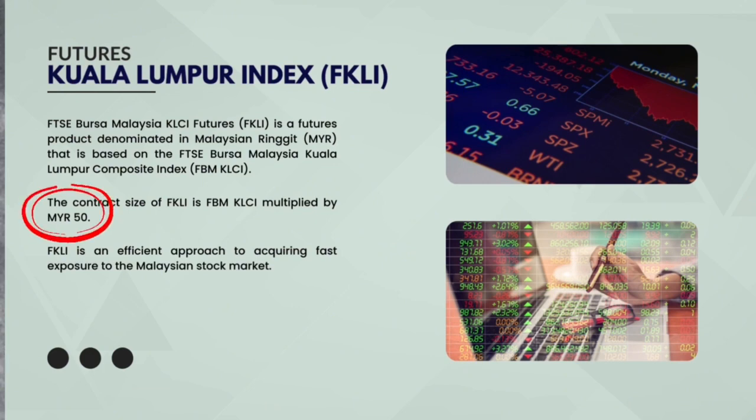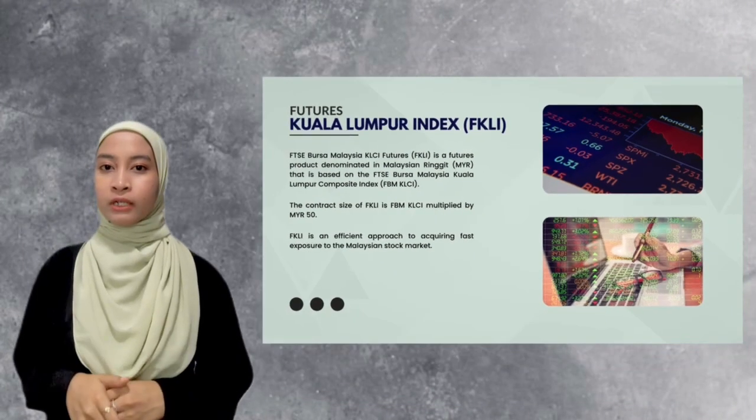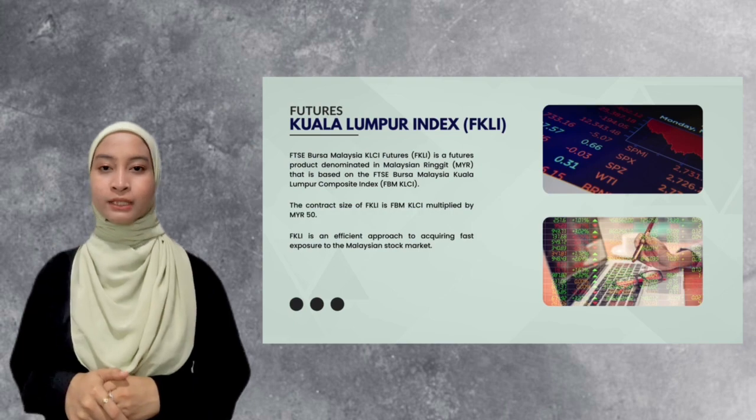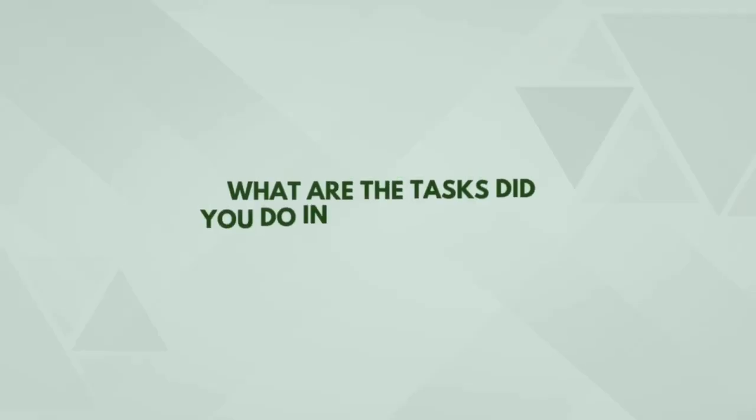Trading in FKLI allows us to short sell, which lets us take advantage of unfavorable market situations by short selling the contract and increase volatility trading. We also trade FKLI to acquire leveraged exposure to the underlying FBMKLCI index price volatility. The FKLI is an efficient approach to acquire fast exposure to the Malaysian stock market because it requires only trading one contract, eliminating the need for several transactions.